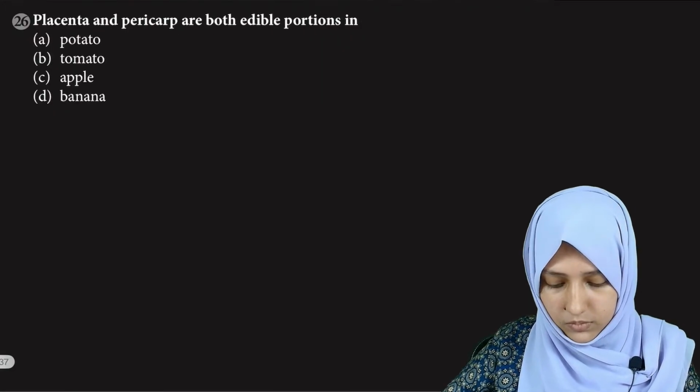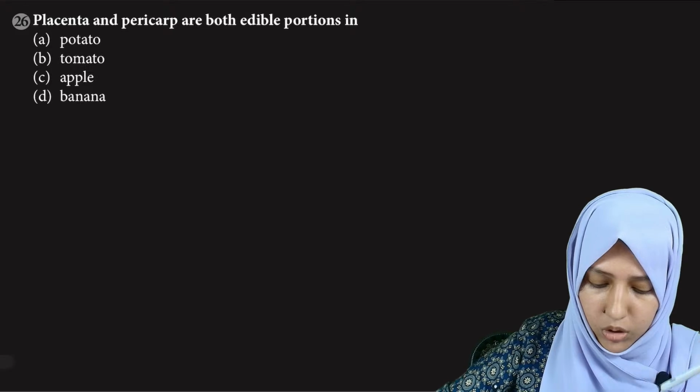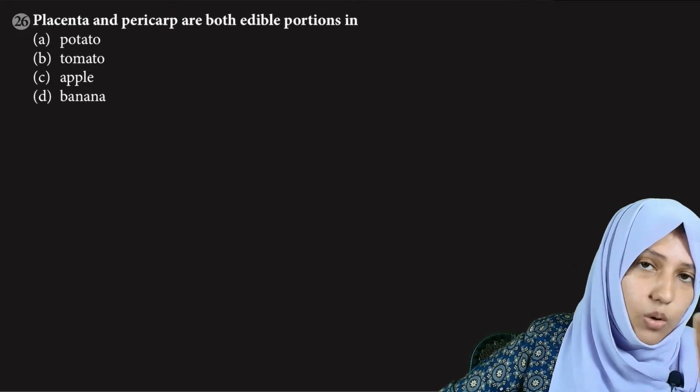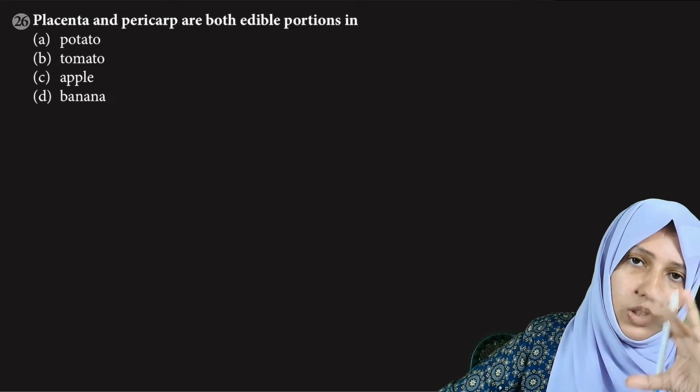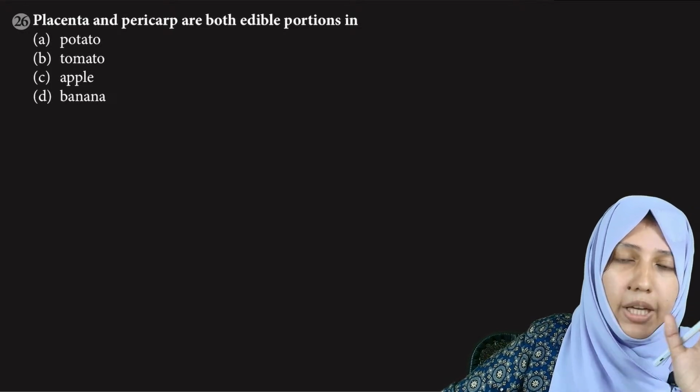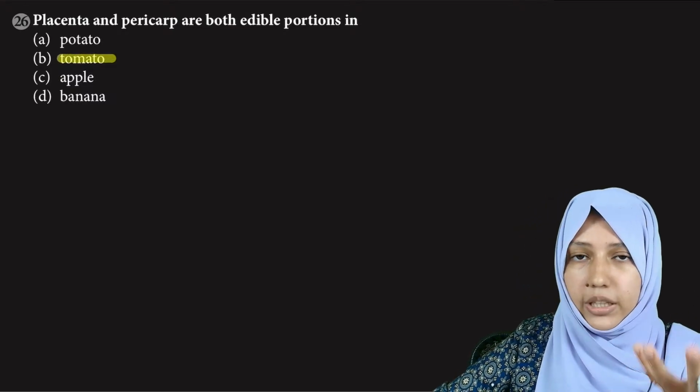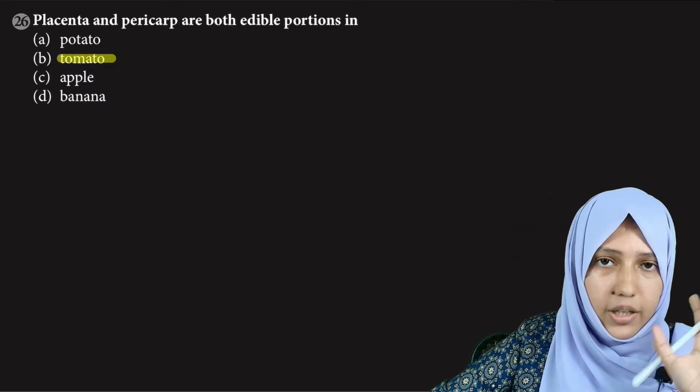Clear? Placenta and pericarp are both edible portions, which means the placenta inside where the ovules are arranged, and the pericarp, which means the outer covering of the fruit, both are edible in tomato, because in tomato the fruit will be fully edible. Clear?